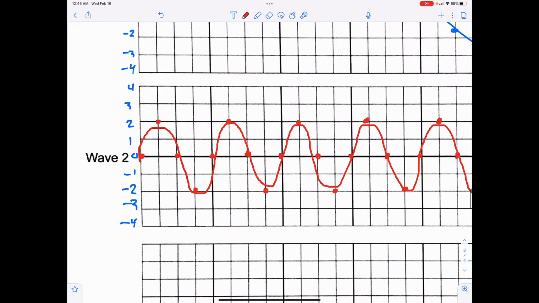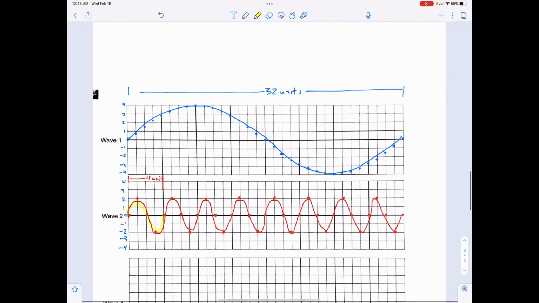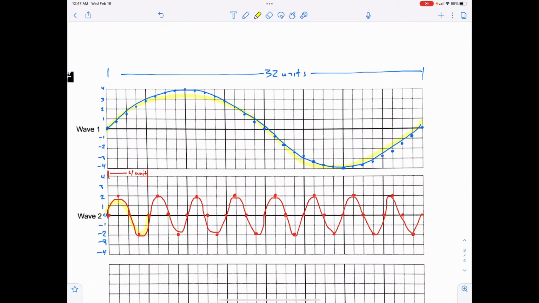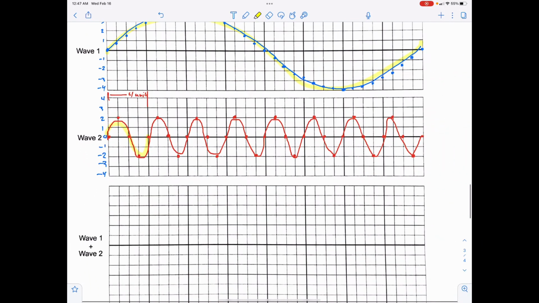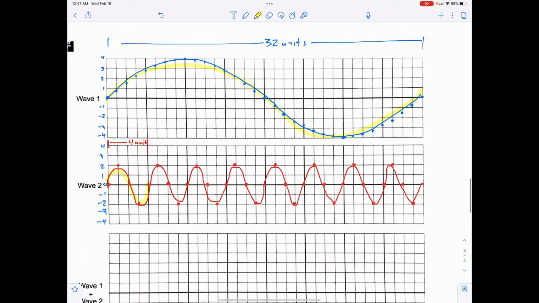Now here, you should notice that one wavelength is 4 units long. Okay, in other words, this would be one cycle. Just like this is one cycle, that is one cycle. So a wavelength is only 4 units long in the case of wave number 2.